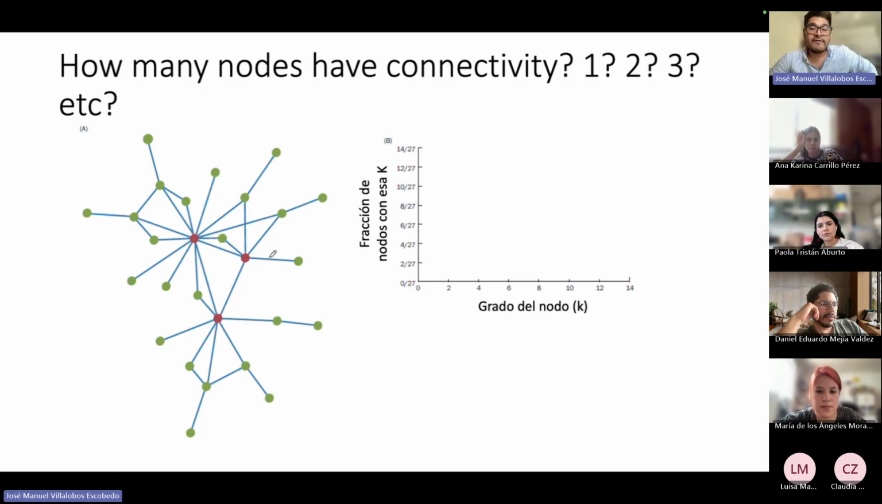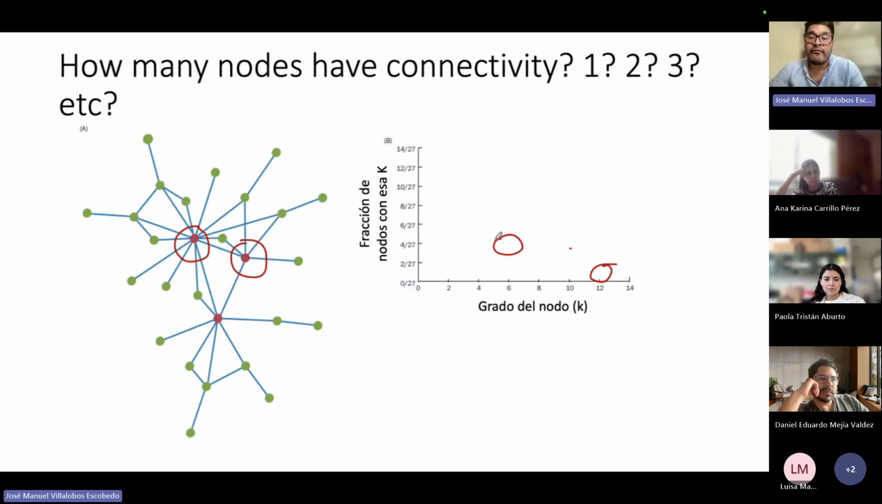For example, if I ask, what is the node that has the most connections? It's this one. How many of them have this amount of connections? Not many of them, right? They are here, but it's just one. And another one, for example, this one has 5. How many have 5? Maybe 2, maybe 3.